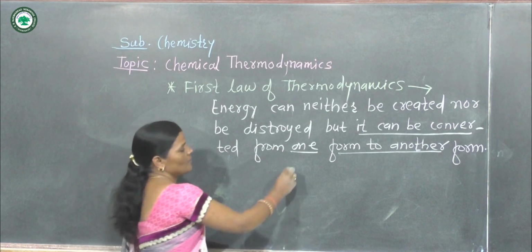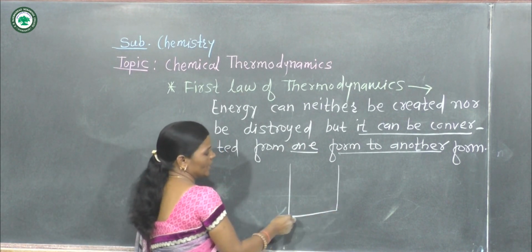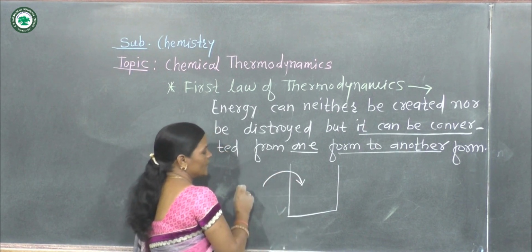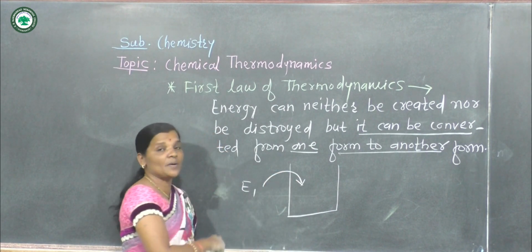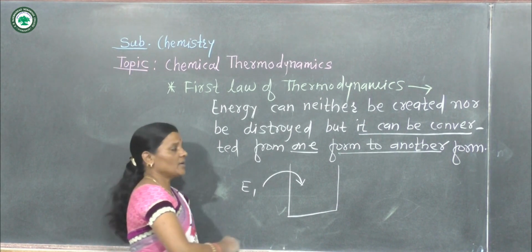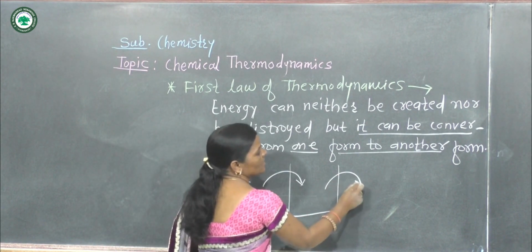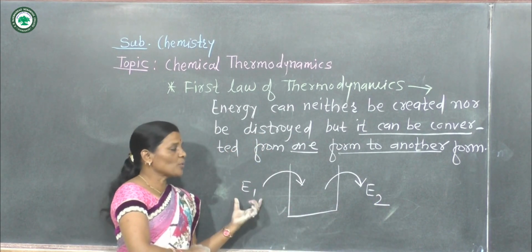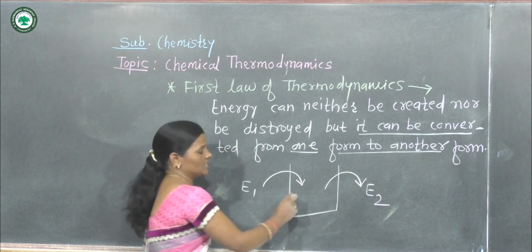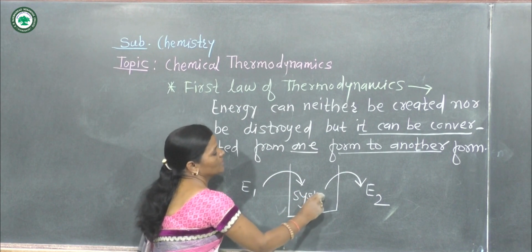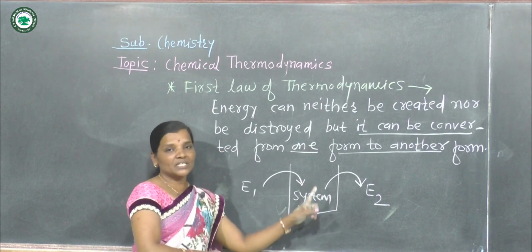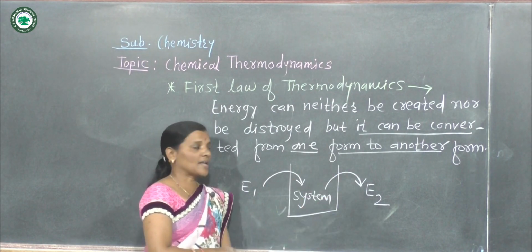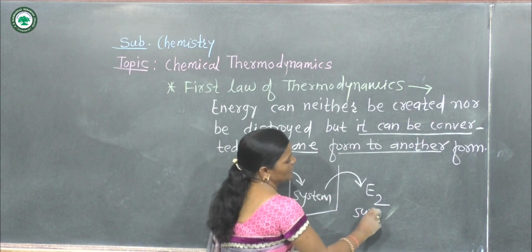For example, suppose this is the container, this is the system. The energy provided to this system is the E1 energy. This system releases energy to the surrounding, and this is the E2 energy. That means one form of energy is provided to this system, and the system also releases energy to the surrounding. This is the surrounding.